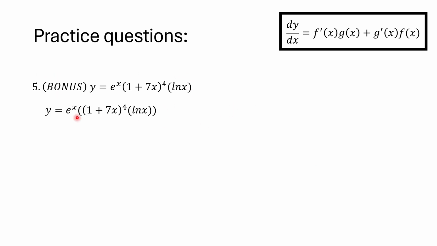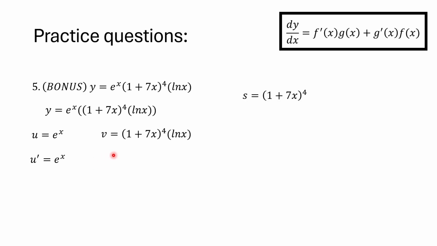And question 5, the bonus question. So I start off by adding extra brackets around (1 plus 7x to the 4)(natural log of x). And that's just my way of saying that those are going to be my 2 different functions. So u is equal to e to the x. v is equal to (1 plus 7x to the 4) natural log of x. u' is equal to e to the x. And then I can't just work out v' straight away.